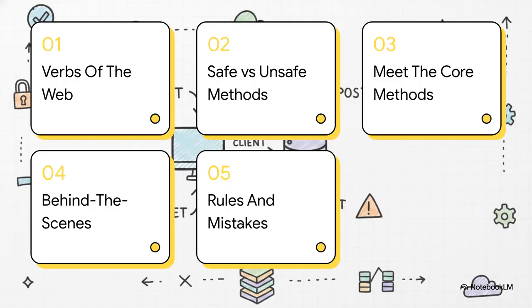Okay, so here's our roadmap for this explainer. First, we'll look at the verbs of the web generally, then dive into safe versus unsafe methods. After that, we'll meet the core methods, uncover 2 behind-the-scenes methods, and finally, wrap up with some real-life rules and common mistakes. Let's get right into it.